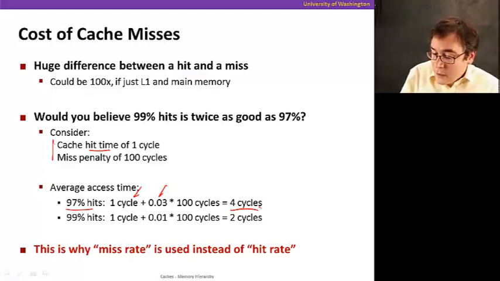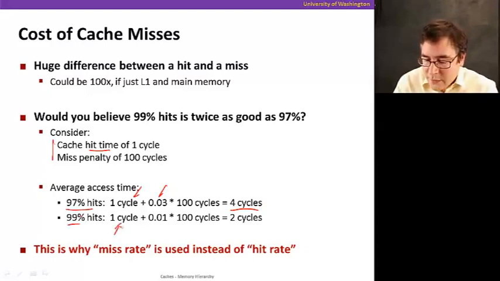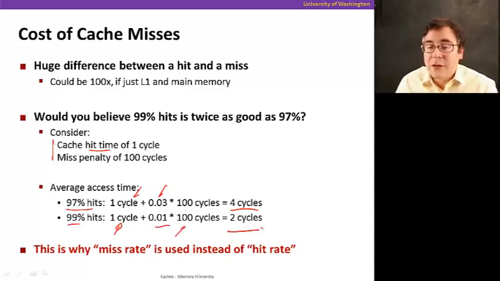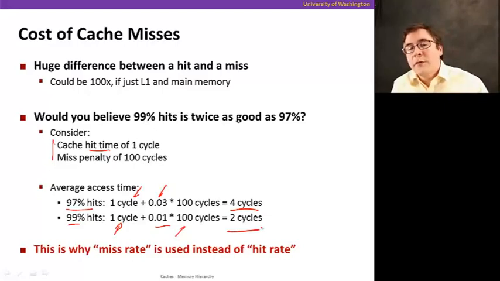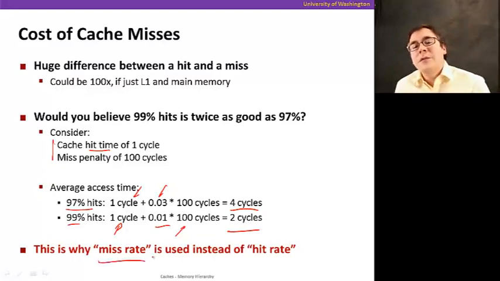But now, if you look at 99%, that's 1 cycle for just the hit time, to determine whether it's there or not, plus 1% of the time you're going to pay 100 cycles. So that means that the average is 2 cycles. There's a 2x difference in average access time when you go from a 97% hit rate to a 99% hit rate. That's why we use miss rate more often than we use hit rate.